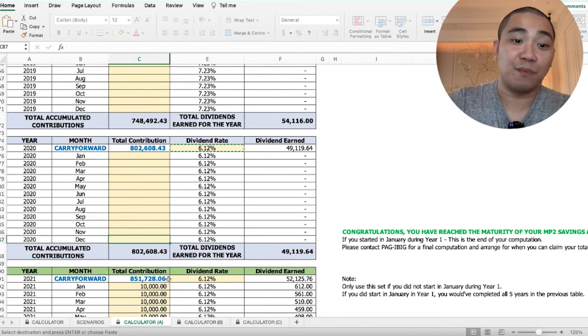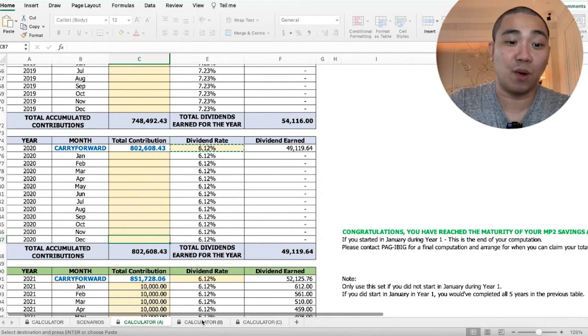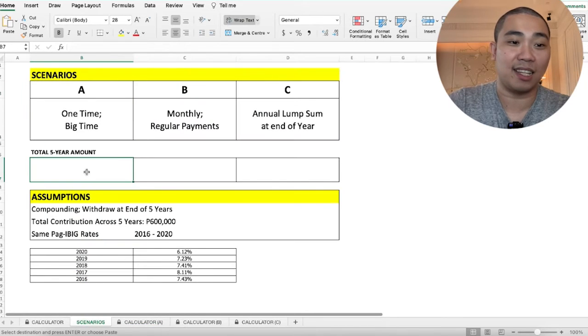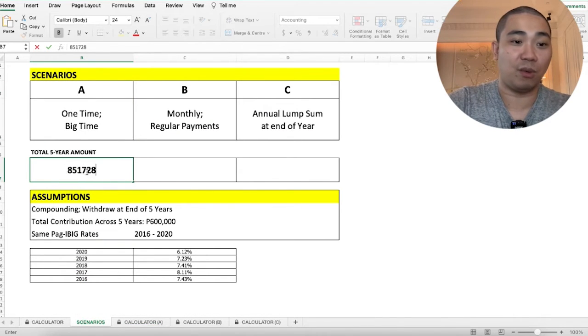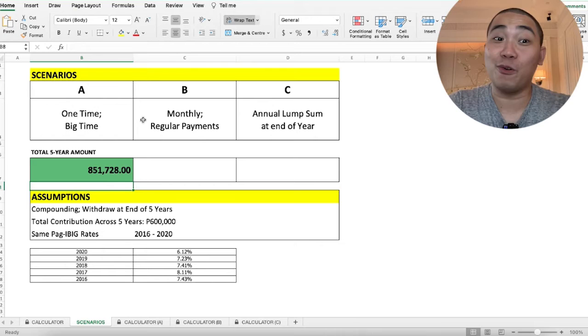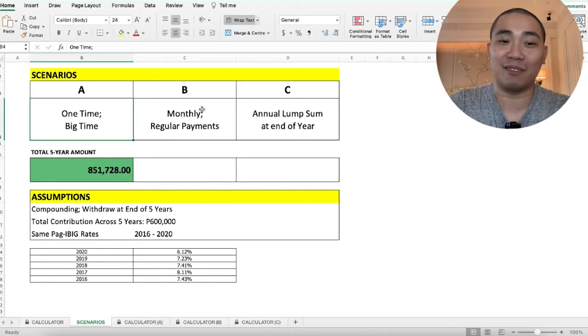Right? So, kung naglagay ka lang ng 600,000 at the start and nag-earn siya ng dividends, you will earn 851,728. So, ilagay natin dito, 851,728. Okay. Yun yung makuha nyo if one time, big time at the start. Now, pangalawa, same method ulit.